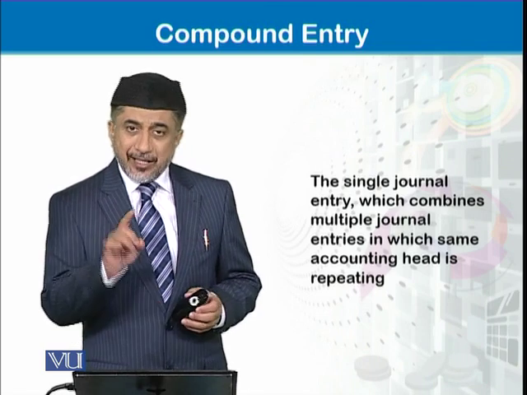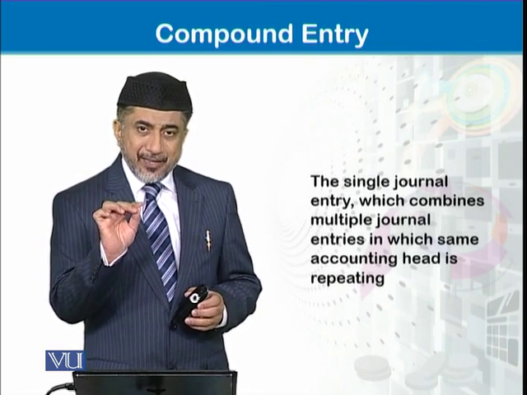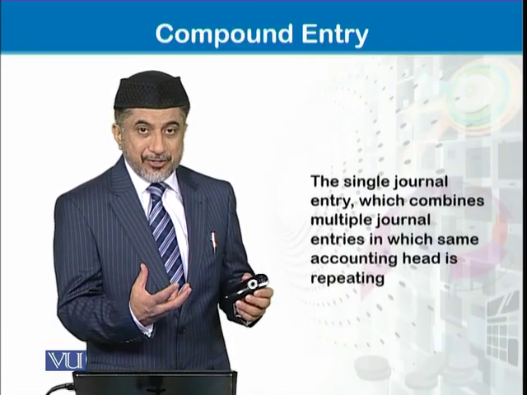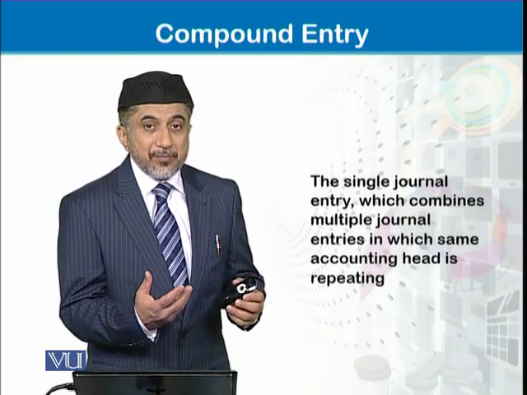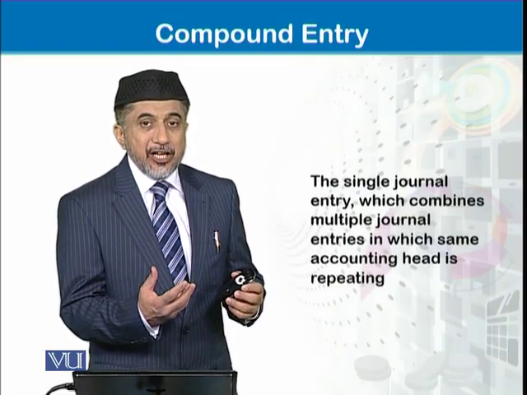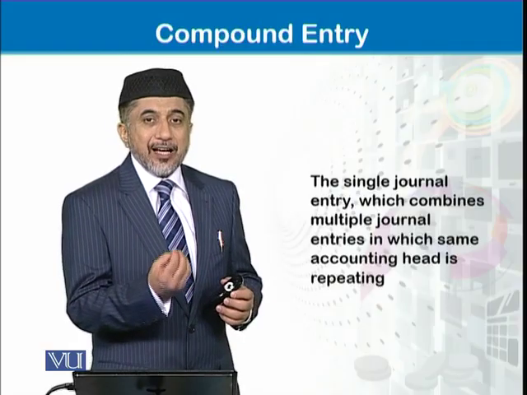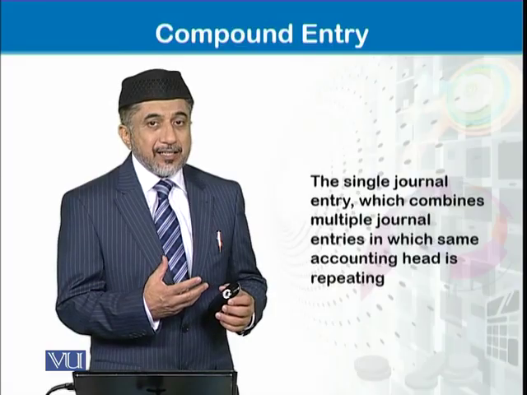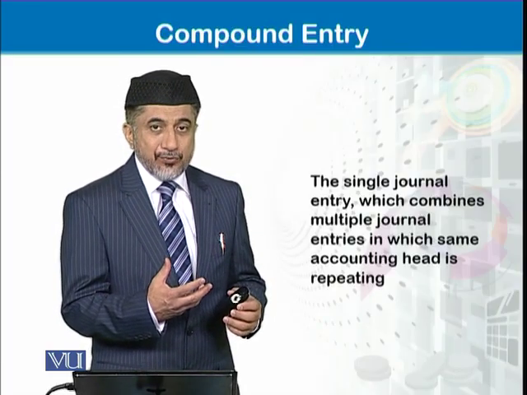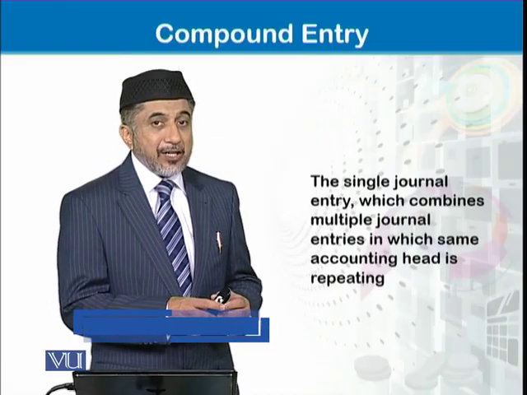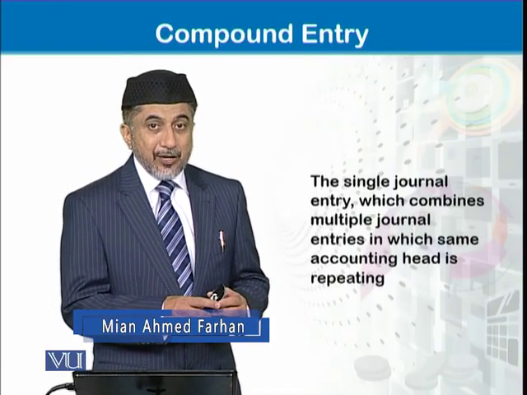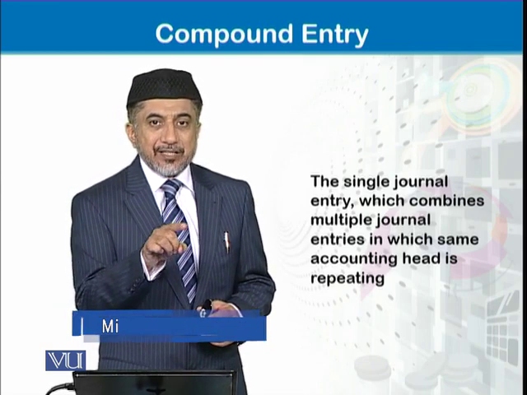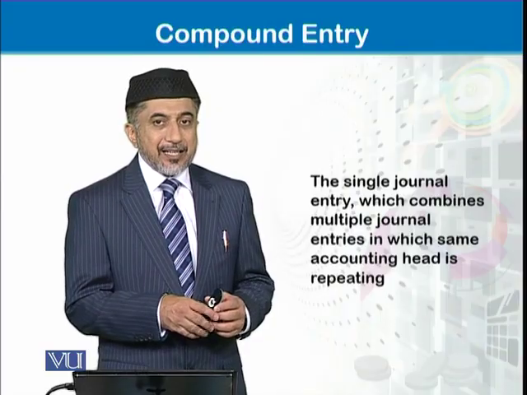So compound entry is a single accounting entry which is in fact combining two journal entries. Why? Simply because in two journal entries, one accounting head is common. So why write that common accounting head two times? Why can't we combine those two accounting entries into one? So that one single accounting entry would be known as compound entry.